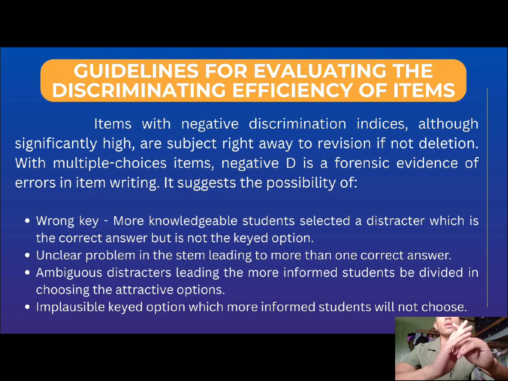For example, it may happen because of a wrong key, where the supposed correct answer is actually a distractor. The real correct answer was not marked as the key. Another reason could be an unclear stem, which makes the question confusing and allows more than one possible correct answer. It can also be caused by ambiguous distractors, where the choices are tricky and divide even more knowledgeable students.